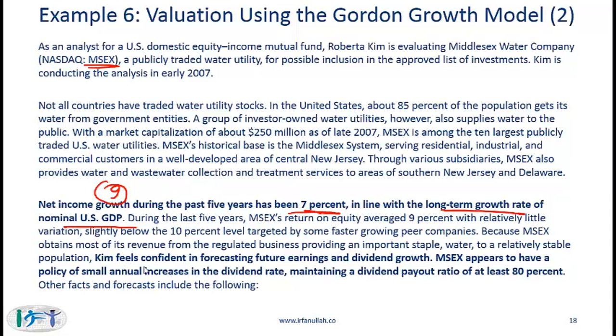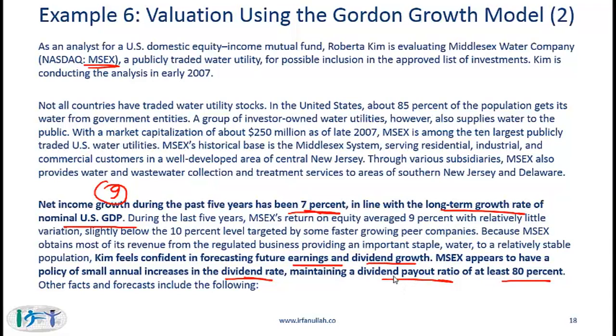The analyst feels confident in forecasting future earnings and dividend growth. The company appears to have a policy of small annual increases in the dividend rate, maintaining a dividend payout of at least 80%. So I've highlighted the facts that lead us to believe that the DDM is a good model. And these highlights, or the emphasis, is mine. The emphasis is not given in the case.